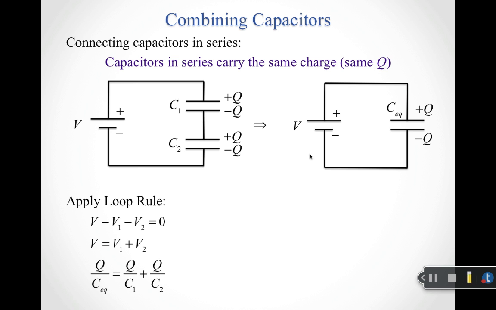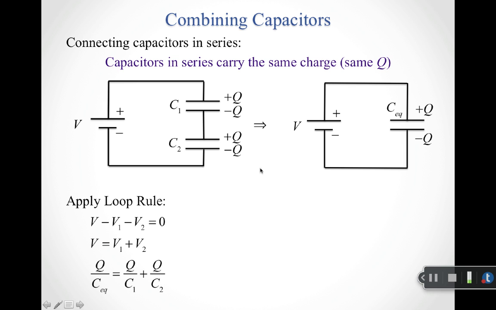When I apply it for my circuit on the left, I start down here in the bottom corner. I'm going to walk across the battery from negative to positive, so that's an increase. I'm going to go from positive plate to negative plate across capacitor 1, so that's a drop. I'm going to go from positive plate to negative plate across capacitor 2, so that's a drop. So I end up with this equation for my loop rule. I just take the V1 and V2 over the other side, so here's what I've got.